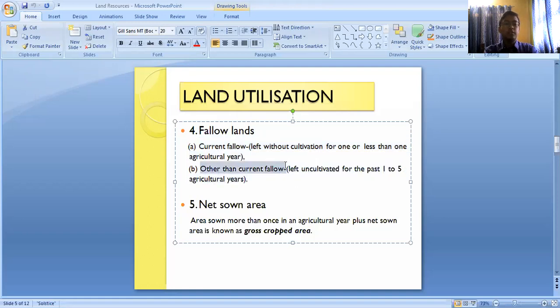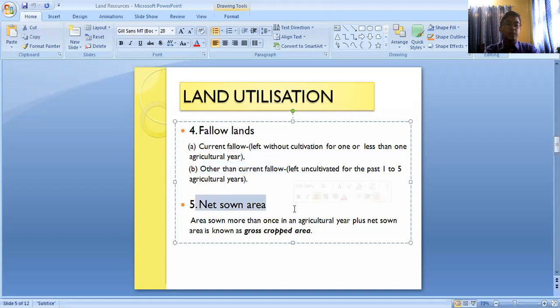Other than the current fallow basically includes those parcels of agricultural land which are not utilized for agriculture for 1 year to 5 years. Okay, for more than 1 year, but less than 5 years. So here you can see that current fallow basically includes the agricultural land which is left uncultivated for less than 1 year. And other than the current fallow basically includes the agricultural land which is left uncultivated for 1 to 5 years.